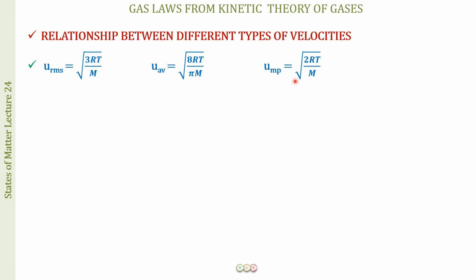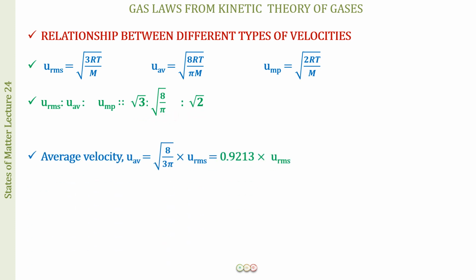To find the relationship, we will find the ratio between these three. The RT by M terms will cancel out because they are present in all of them. So we get the ratio of root mean square velocity to U average to UMP equal to under root of 3 is to under root of 8 by pi is to under root of 2.